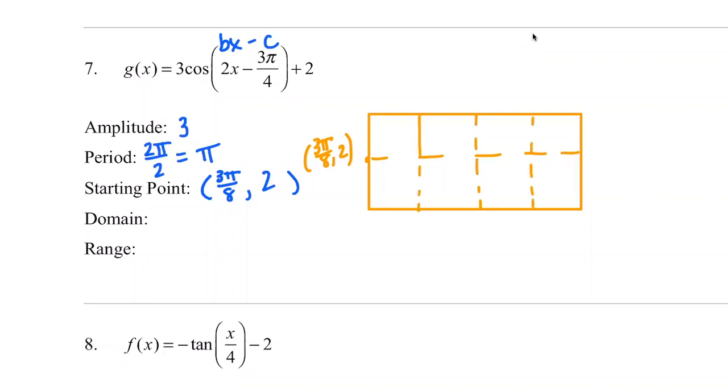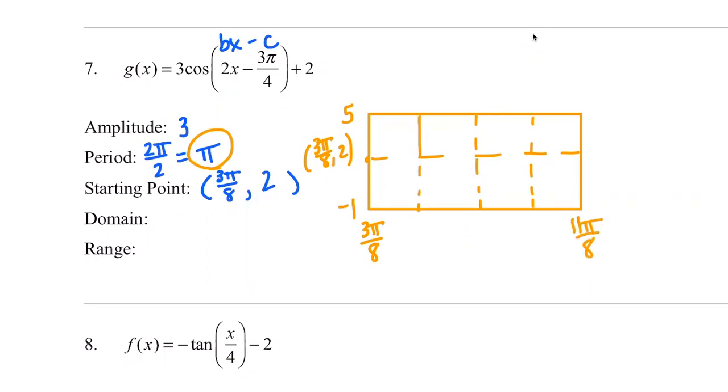Okay, so our frame is going to go up A and down A. Now it's beginning at 3 pi over 8, and we have the period of pi. So method number 1. If you're going to use method number 1, we're going to add pi. So I'm going to think of that as 8 pi over 8. Okay. Then we're going to find midpoints.